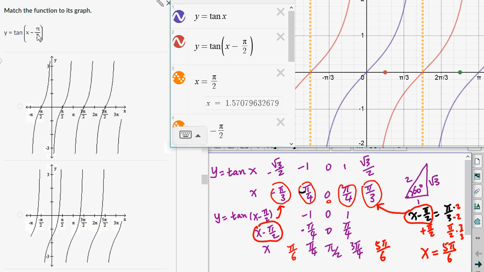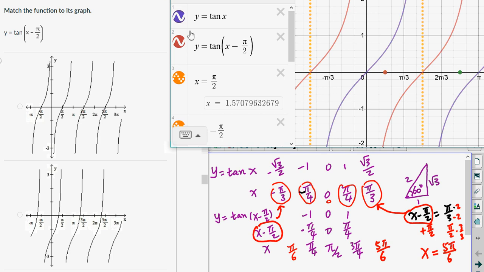Let's see how we are going to graph y equals tan(x minus pi over 2). This is going to do some kind of shifting by pi over 2, because between x and pi over 2 is subtraction here. It's not multiplication. If it were multiplication, it would change the period.